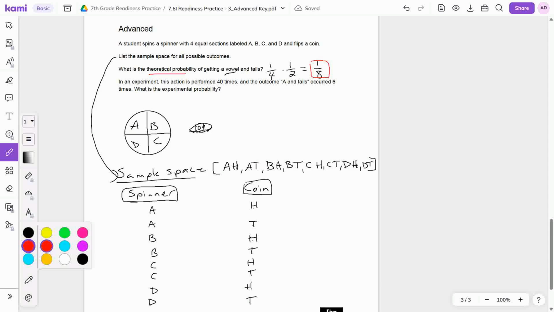In an experiment, the action is performed 40 times. Outcome A and tails occurred 6 times. What is the experimental probability? Well, they give us the numbers we need. A and tails occurred 6 out of 40 times. So let's simplify that, and that's going to be 3/20. And that would be our experimental probability, slightly different than the 1/8.